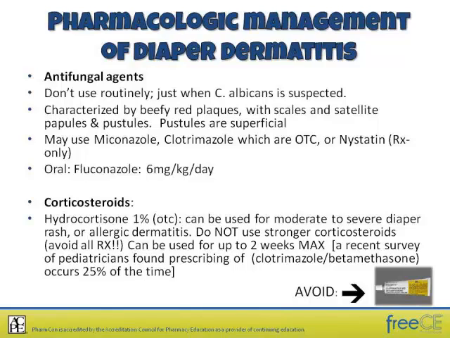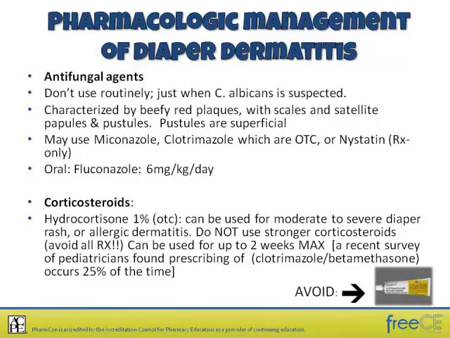Orally, we can treat diaper rash with fluconazole, or Diflucan liquid, at a dose of 6 milligrams per kilogram once a day. We can also use corticosteroids, but only hydrocortisone. Over the counter is all we should be using, because we'll learn that it is not recommended to use stronger corticosteroids. You should avoid all Rx corticosteroids on the baby's butt. Over-the-counter hydrocortisone can be used for up to 2 weeks maximum.